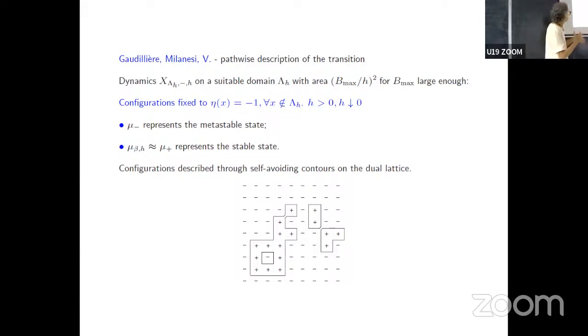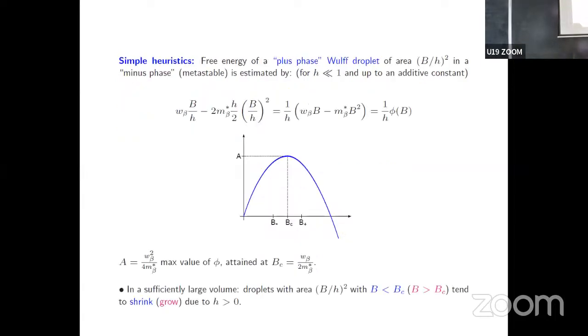So in order to work with these things, what plays the important role are all these self-avoiding contours on the lattice. But the point is that now it's not good to focus on only one droplet, because there will be many droplets, because there is a large volume. And in order to describe where it should have the transition, we first do some simple heuristics. So what is the free energy? That means the price of a plus phase droplet in which a given area is in the sea of minus.